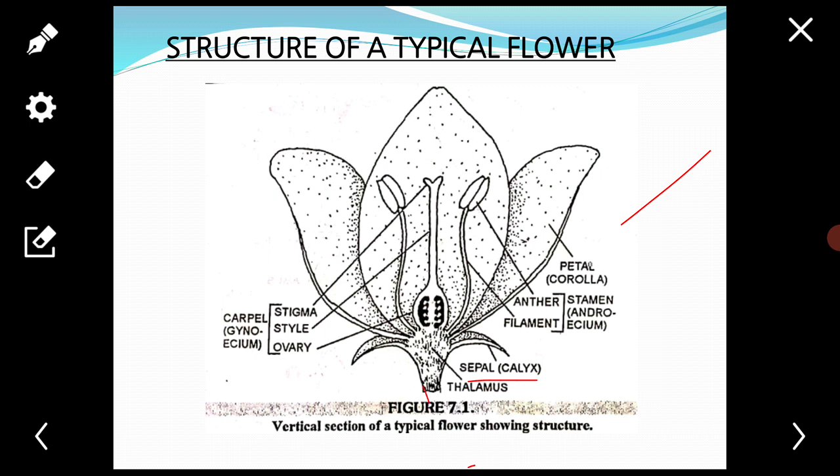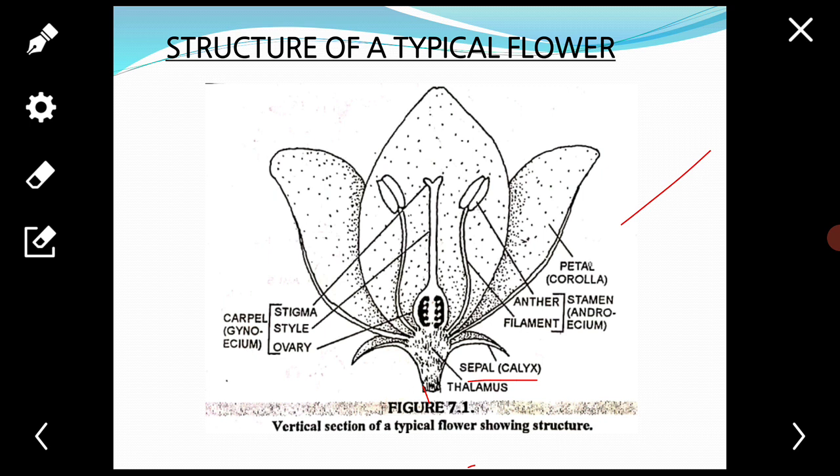A bract is usually situated at the base of pedicels, but sometimes one or two small leaf-like structures are present in the middle of the pedicel. They are called the bracteoles.